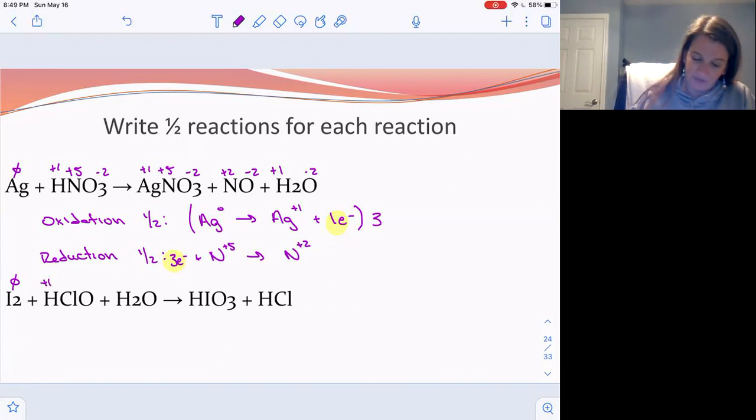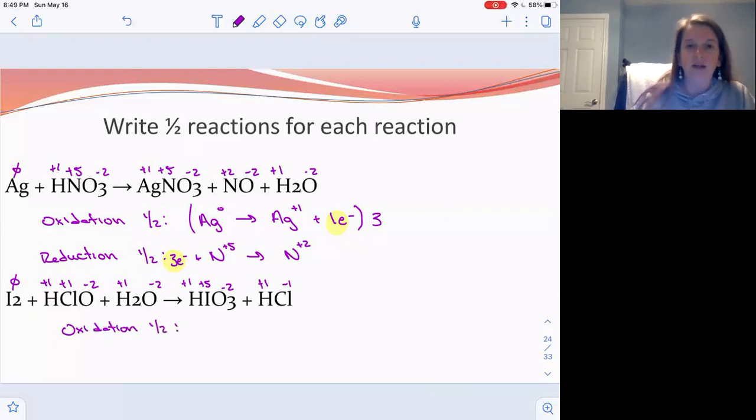In our last example here, we have 0, plus 1, plus 1, minus 1, minus 2, plus 1, minus 2, plus 1, plus 5, minus 2, plus 1, minus 1. So we're going to write our oxidation half reaction first. So which substance is being oxidized? Which substance lost electrons? Which one got more positive? And that's the iodine, because it's going from 0 to plus 5. So how many electrons do we have to add? We have to add 5 electrons.